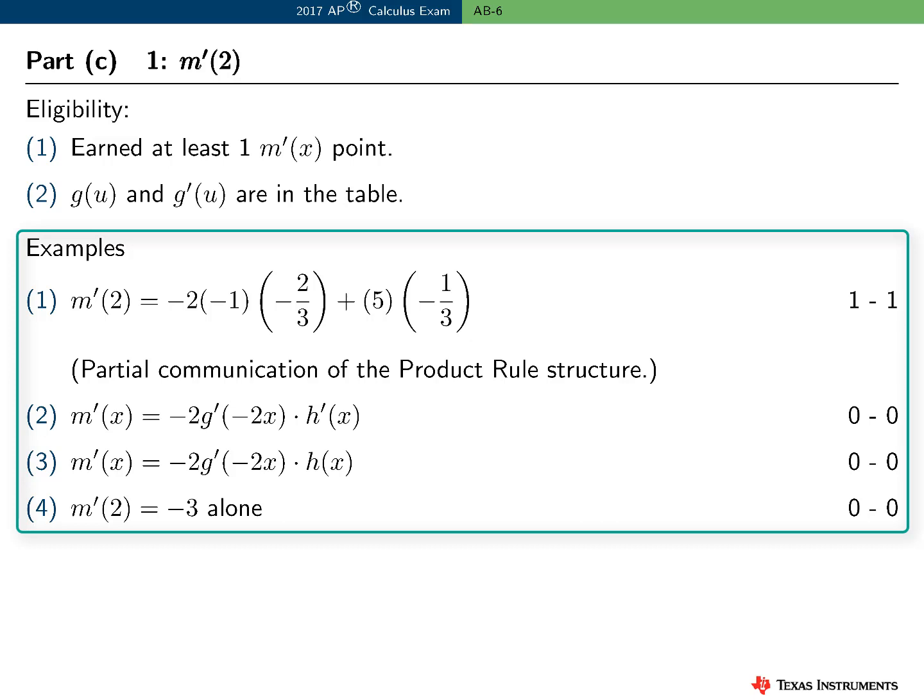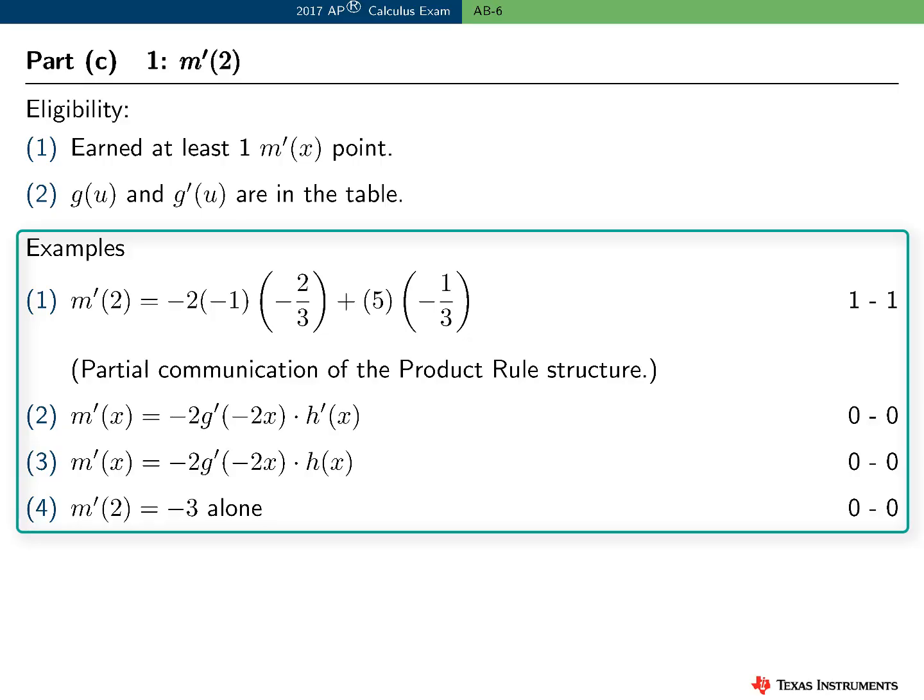In the first example, the student has presented only partial communication of the product rule structure. They would receive 1 of the first 2 points and the third point, for a total of 2 points in Part C. In each of the remaining examples, the student has not conveyed the product rule structure, and therefore earned 0 points.